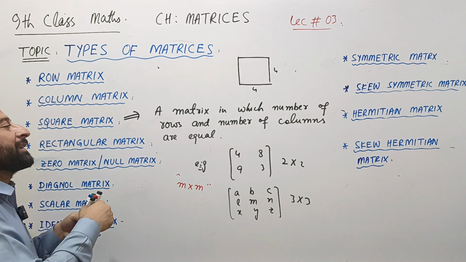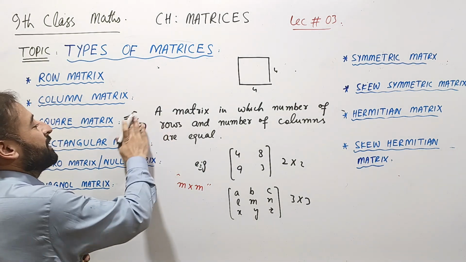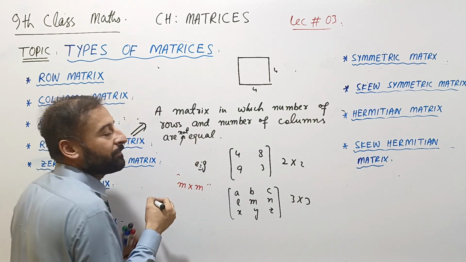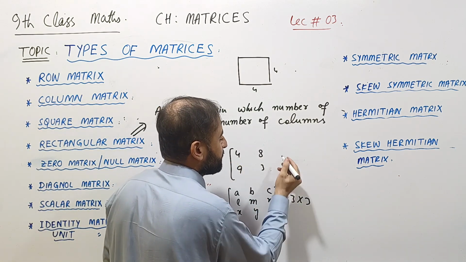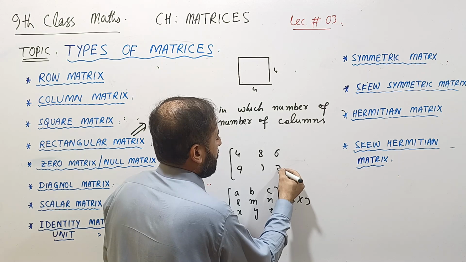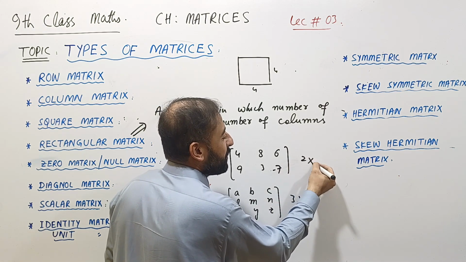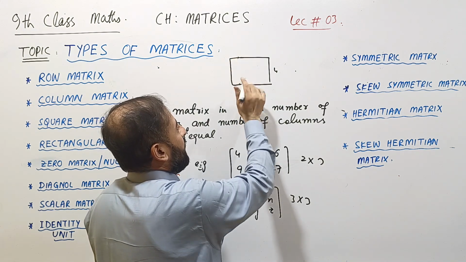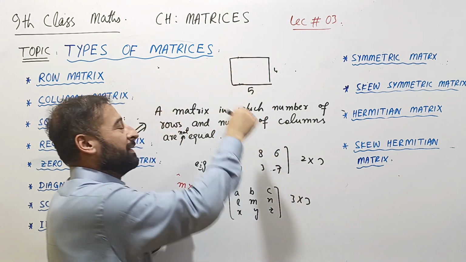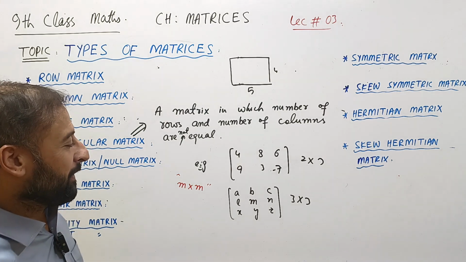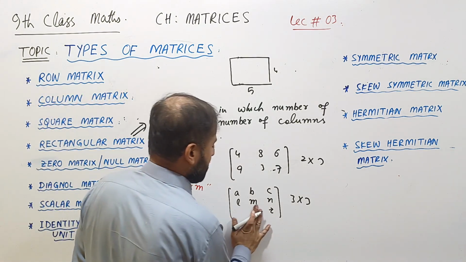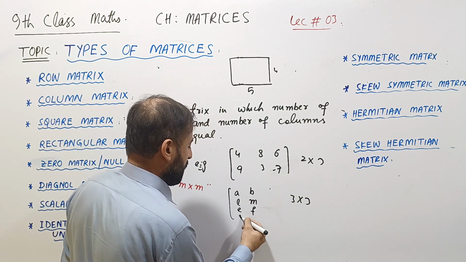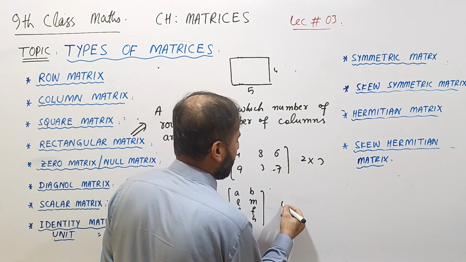Let's discuss rectangular matrix: a matrix in which number of rows and number of columns are not equal, like this matrix. It is a 2 by 3 matrix. Like in life, we say a rectangle is a figure in which the length and width are not equal. So students, what is the size of this one? 4 by 2 matrix.